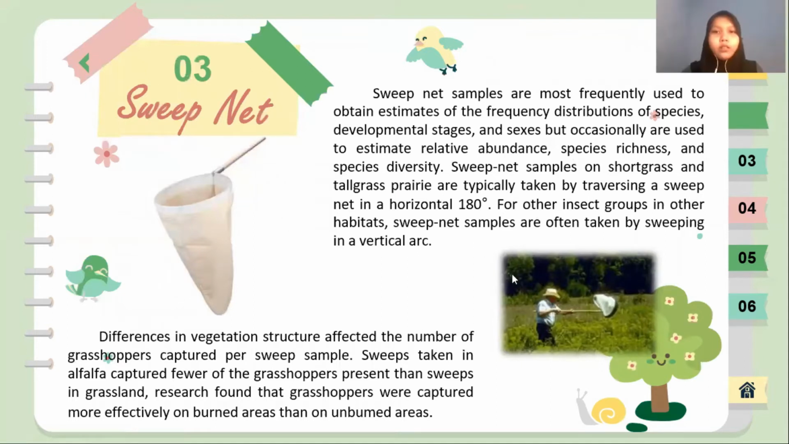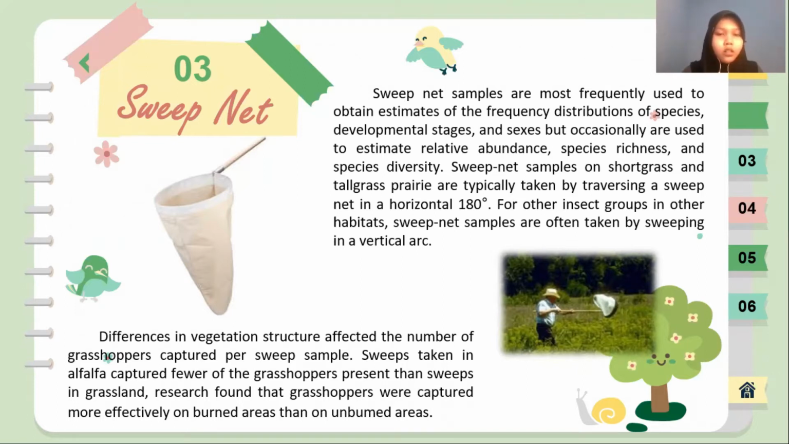Next is sweep net. Sweep net samples are most frequently used to obtain estimates of frequency distribution of species, development stage, and sexes, but occasionally are used to estimate relative abundance, species richness, and species diversity. Sweep net samples on short grass and tall grass prairie are typically taken by traversing a sweep net in a horizontal way. For other insect groups in other habitats, sweep net samples are often taken by sweeping in a vertical arc.